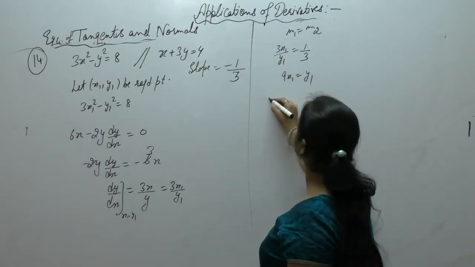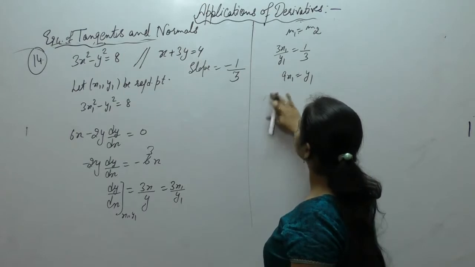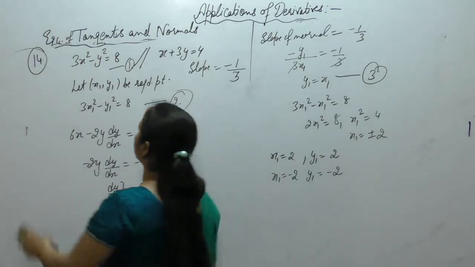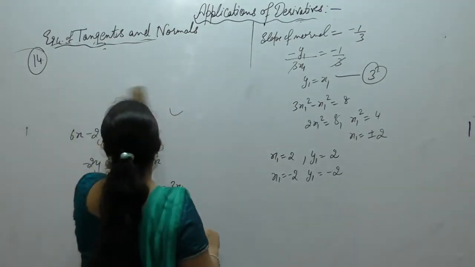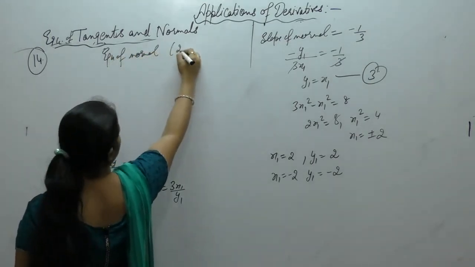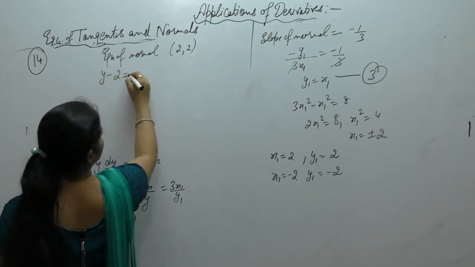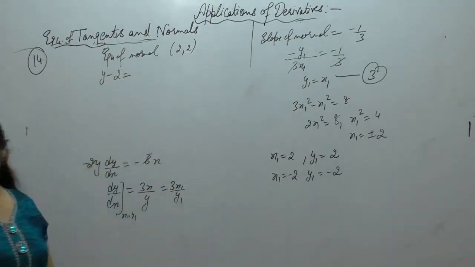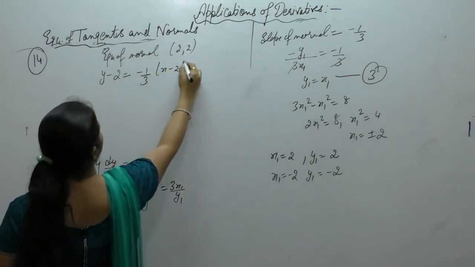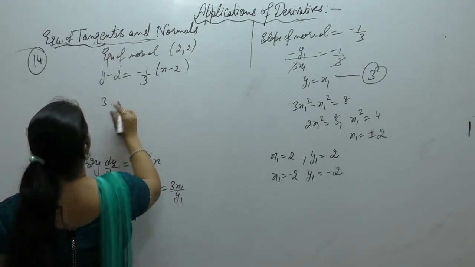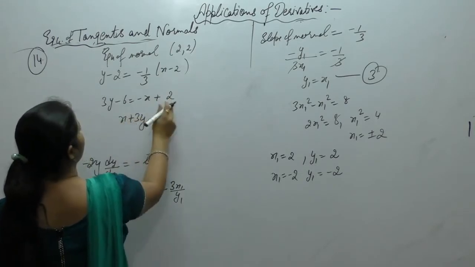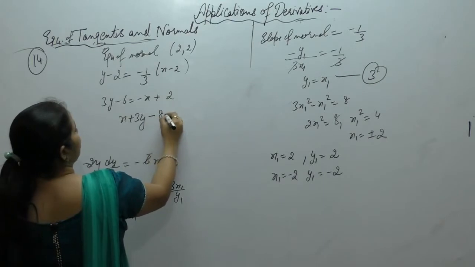Now we want to find the slope of normal. When x1 is minus 2, y1 is 2. Now the equation of normal when it passes through point (2, minus 2): y minus y1 equals slope of normal, minus 1 upon 3, times x minus x1. So 3y plus 6 equals minus x plus 2, which gives x plus 3y plus 6 minus 2.